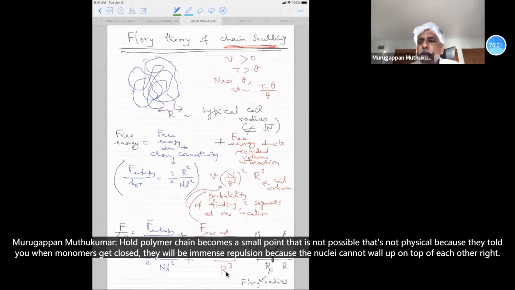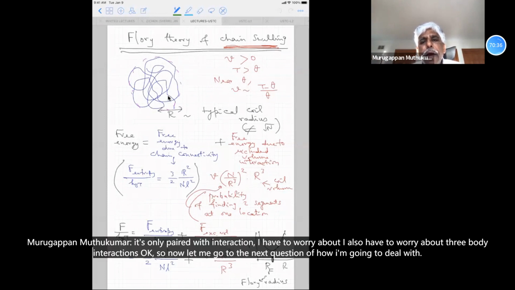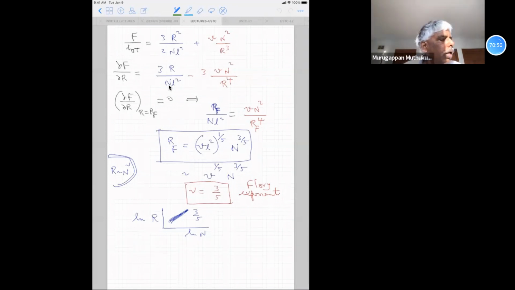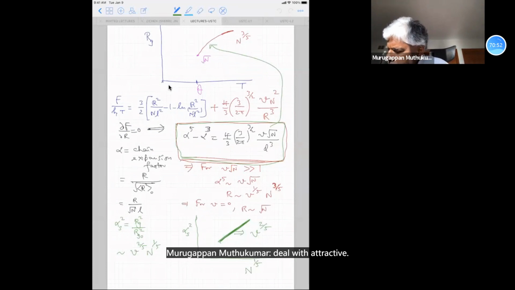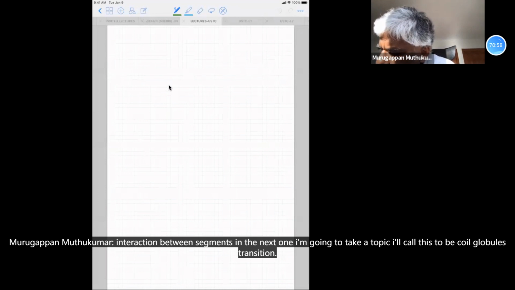Because I told you when monomers get close, there will be immense repulsion because the nuclei cannot overlap on top of each other, right? Therefore, what we need to do is worry about additional interactions. When I bring monomers together, closer and closer, it's not only pairwise interaction I have to worry about, I also have to worry about three-body interactions. Okay, so now let me go to the next question of how I'm going to deal with attractive interaction between segments.